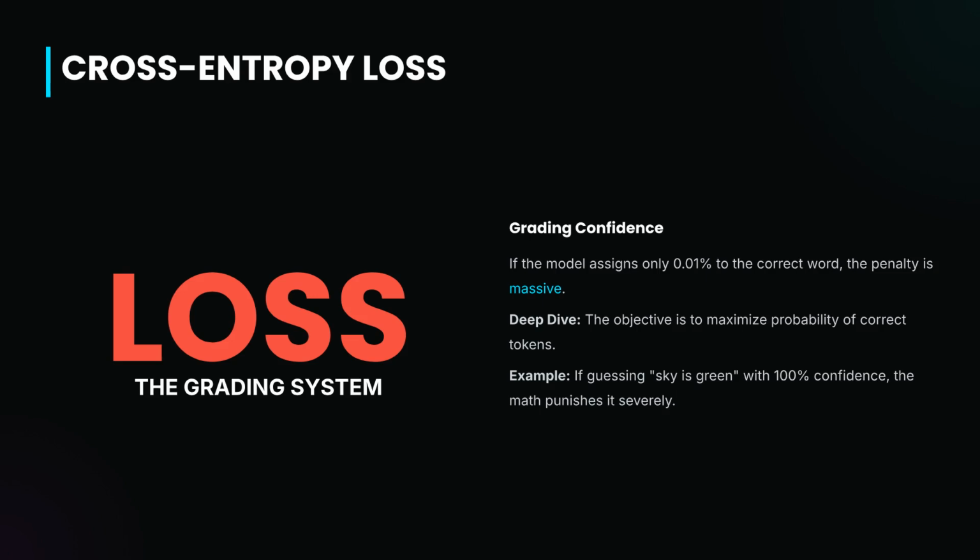Cross-entropy loss is the grading system. If the model assigns a very low probability to the correct word, the penalty is massive. The objective is to maximize the probability of correct tokens. If the model guesses "sky is green" with 100% confidence, the math punishes it severely.